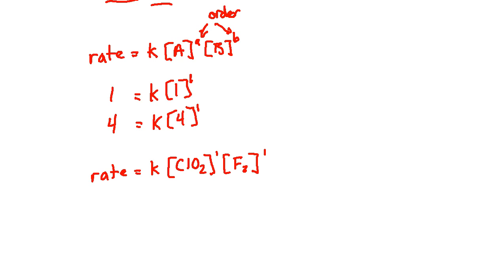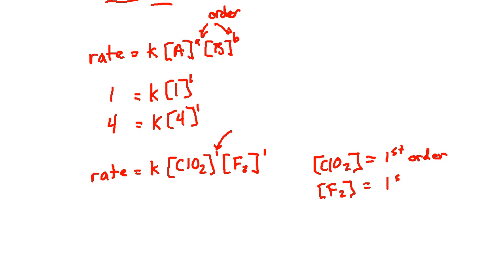So when I have this, there's a few things that I can state here. I can state that the reaction in relation to ClO2 is going to be first order, and that is based on the exponent that I find there. The first order comes from this 1 here. So then I can also state that the reaction with respects to fluorine gas is going to be first order. The reaction overall, so the overall reaction, is going to be considered second order.